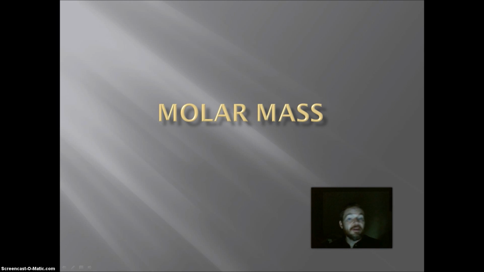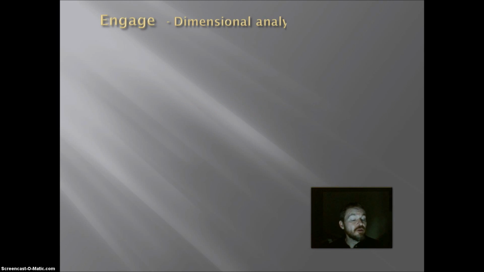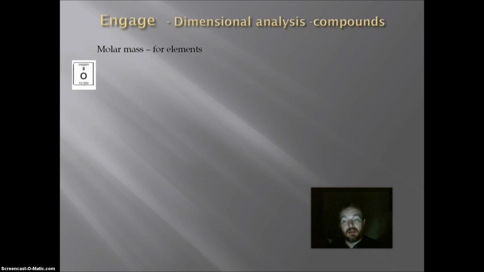In this module, we're going to look at molar mass. So we're going to be considering dimensional analysis skills for compounds. Molar mass for elements we learned last unit is that we have a periodic table entry. The number below the symbol on our periodic table tells us how many grams are in 1 mole. So for oxygen, 1 mole of oxygen would be equal to 15.999 grams of oxygen.